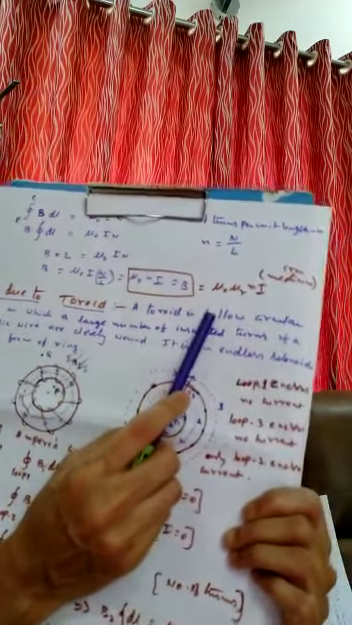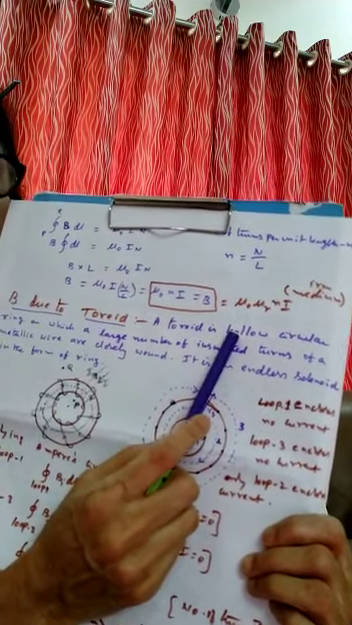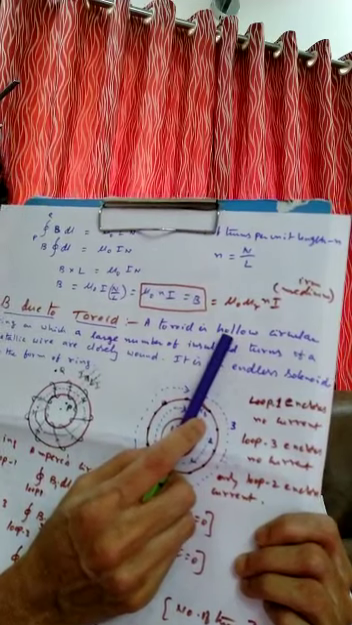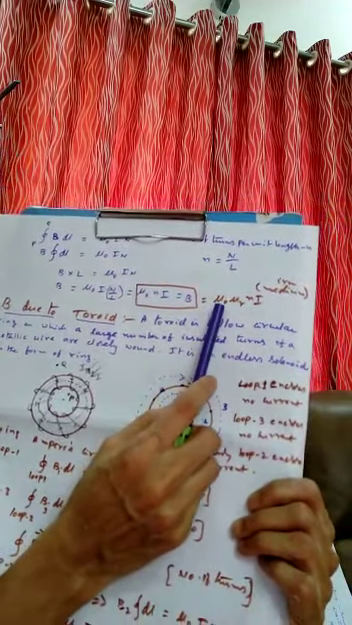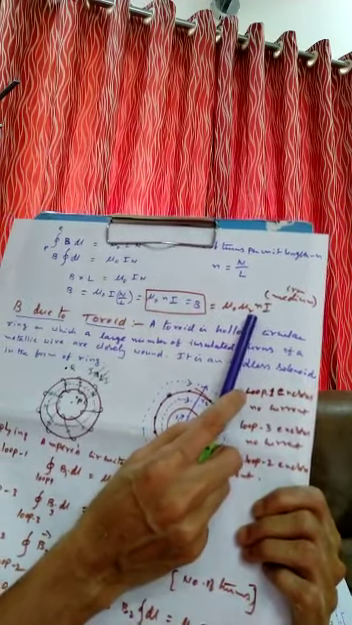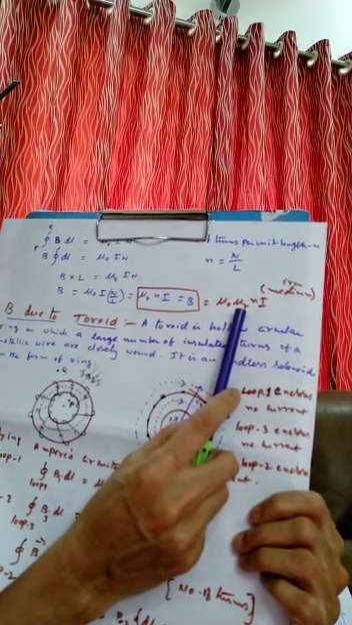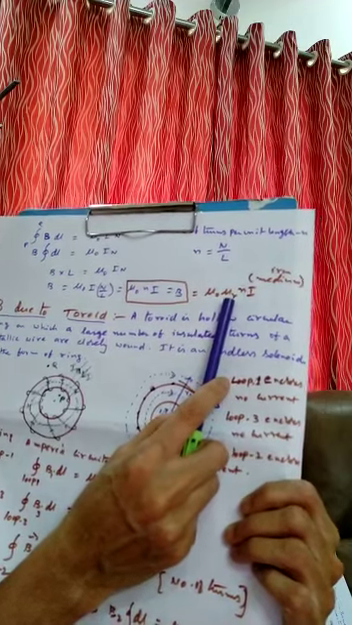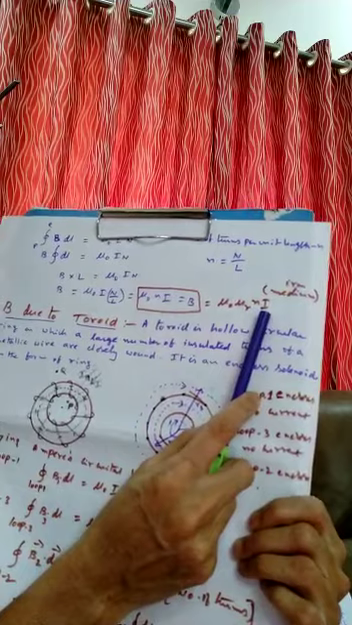If you want to increase the magnetic field of the solenoid, insert an iron rod in place of air, whose permeability is more. Then the formula becomes mu naught into mu r into n into I. On what factors does B depend? Number one, the medium in which the solenoid lies, a magnetic material such as soft iron. Then n, the number of turns per unit length, and I, the strength of the current. In this way we find the magnetic field due to a solenoid.